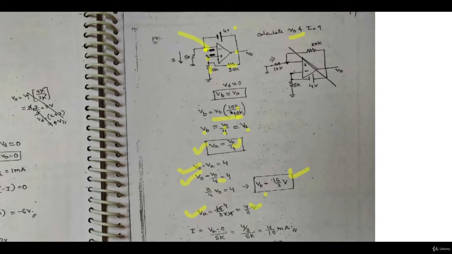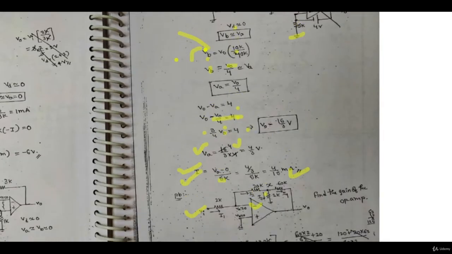So one answer you have got, Va you have got at this point. Now current can be calculated from this branch. It is just V0 minus 0 divided by 5k, that will give you the current, that is 4 by 15 milliampere. You can see, simple.